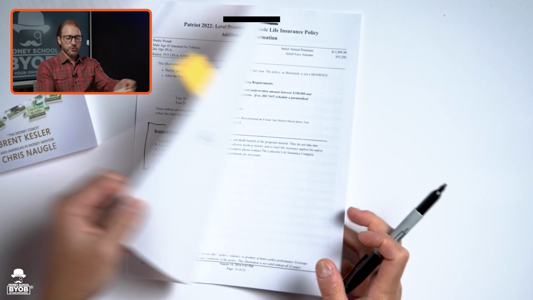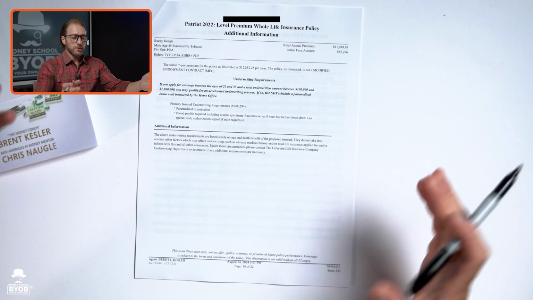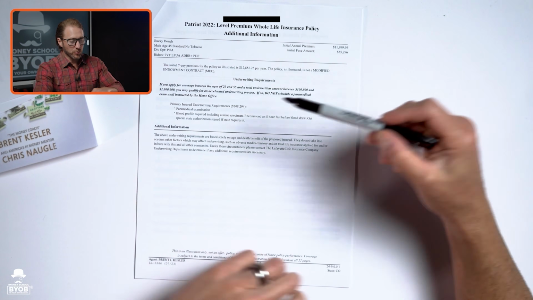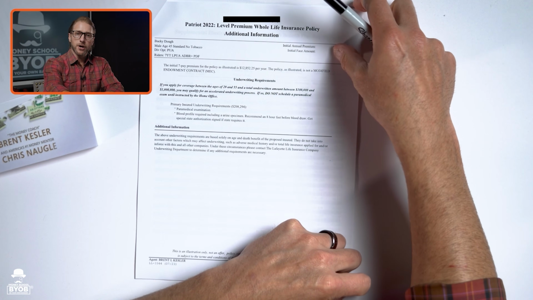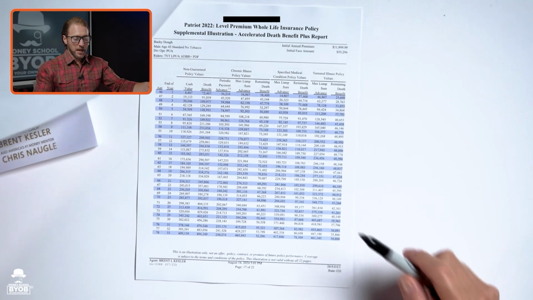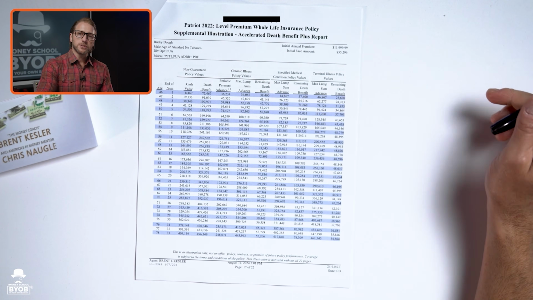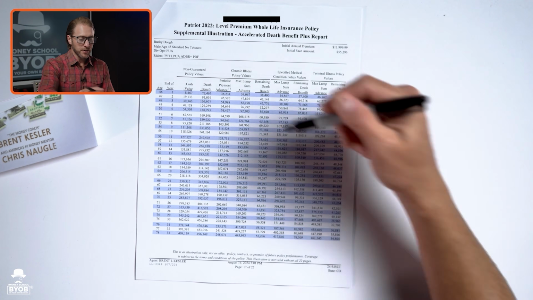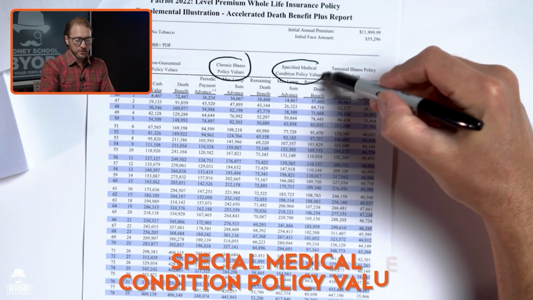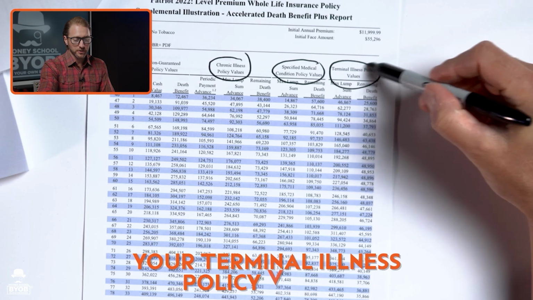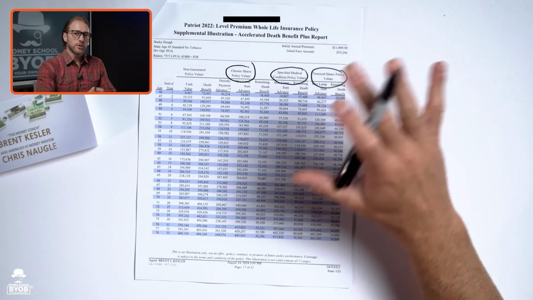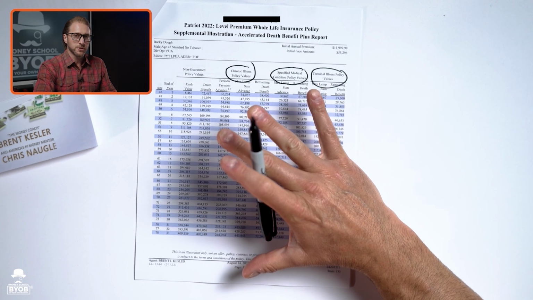Now, as we go further into the illustration, what we're going to basically get into is a little bit of information about the underwriting requirements. So you could read that. It's just saying that they're going to require underwriting to issue this policy. A little bit of additional information. And then over here, we're just going to look at different things, different living benefits. Here, the living benefit that they're showing you is your chronic illness, your special medical condition policy values, your terminal illness policy values. So all of these riders are included with all of these whole life policies for this insurance company.